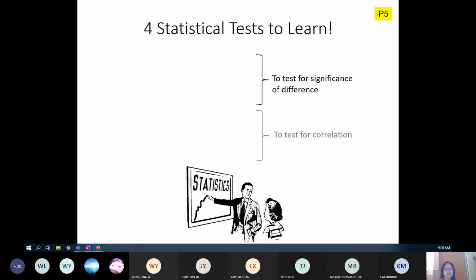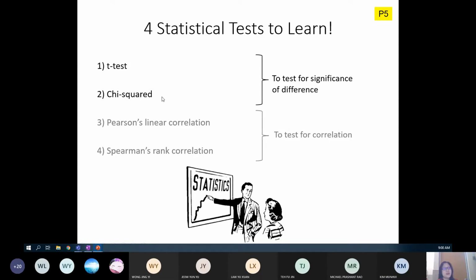First of all, we have 4 statistic tests to learn in this particular A2 syllabus. The two here, t-test and chi-squared, are mainly to test for a significance of difference. What does that mean? This means you take 2 sets of data, and the test will tell you whether the 2 sets of data are different from each other or they are pretty much the same. Okay, we'll do an example later, and maybe you'll get the idea of significance of difference.